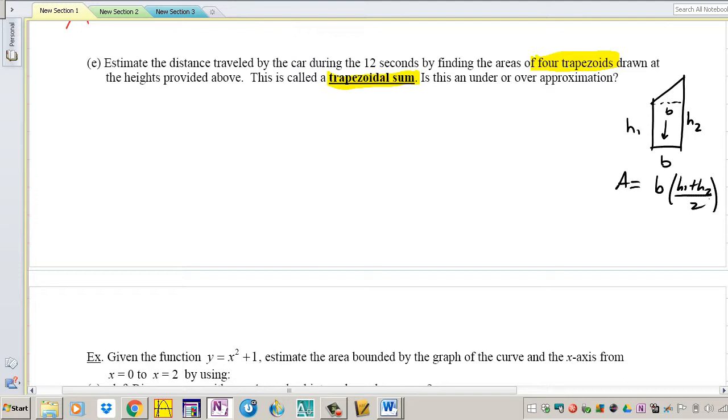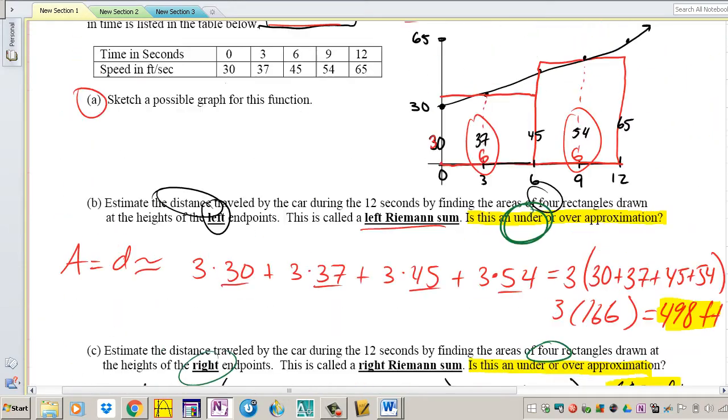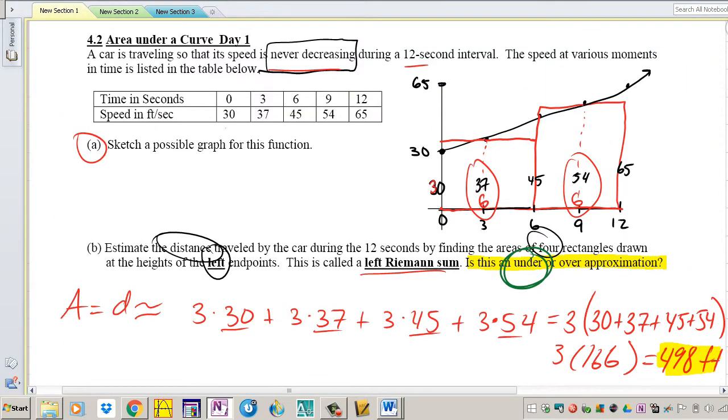Okay, so let's go ahead and draw this first so we can see how it works. So let's remove all this stuff here.